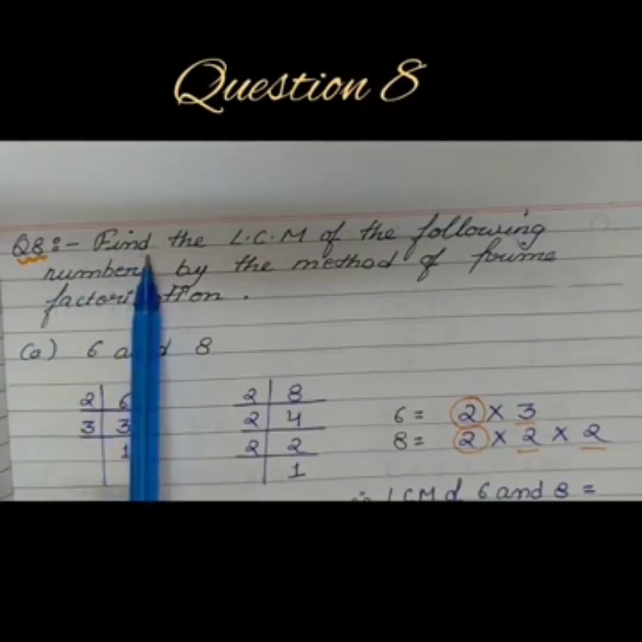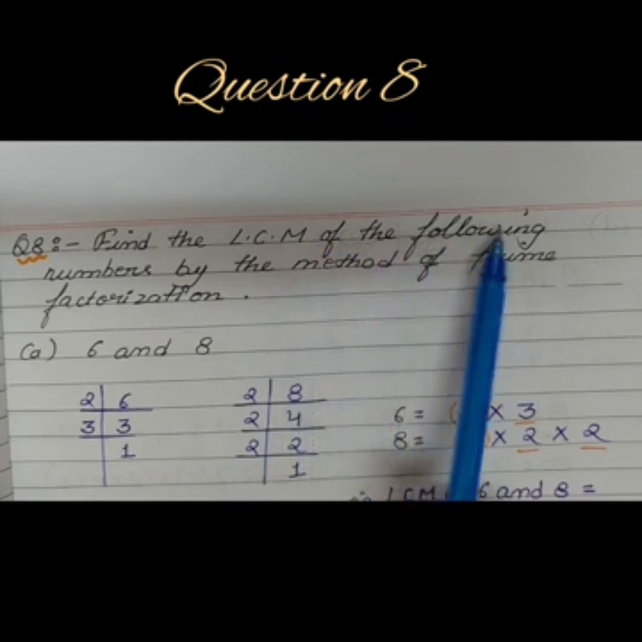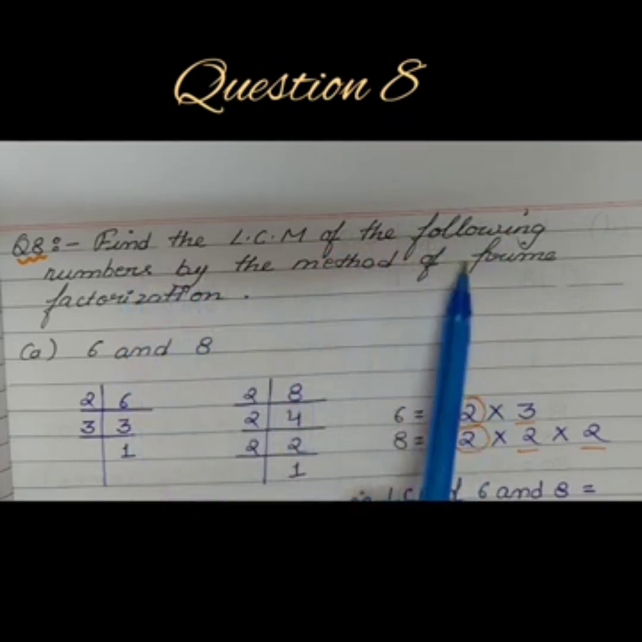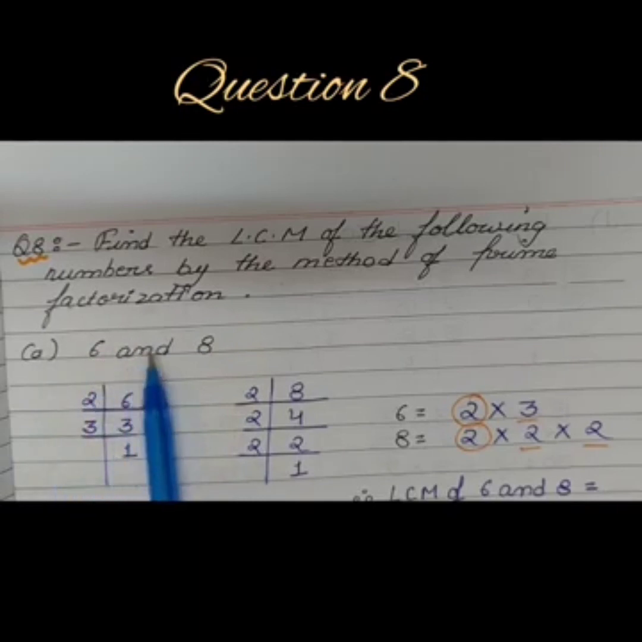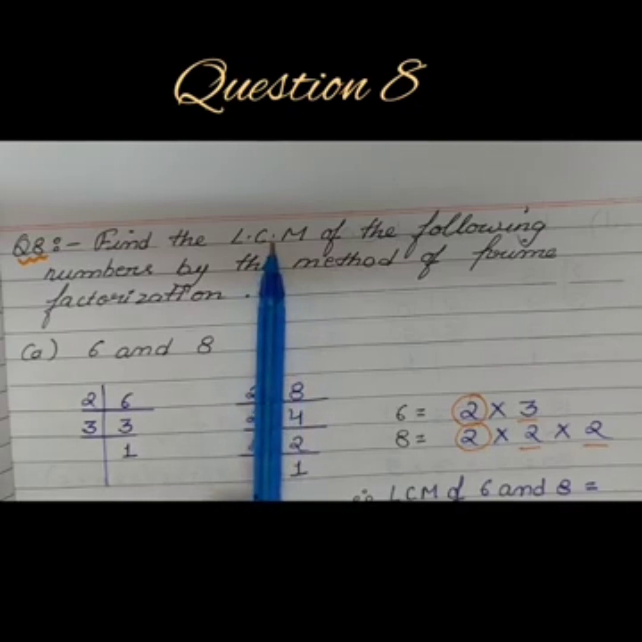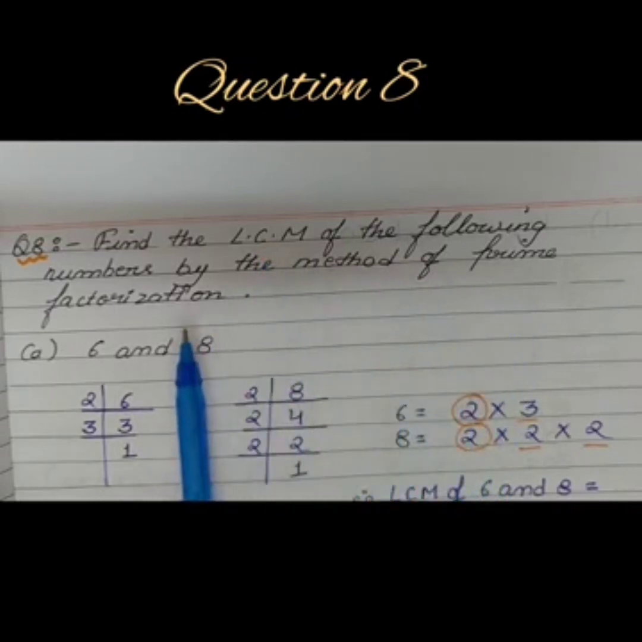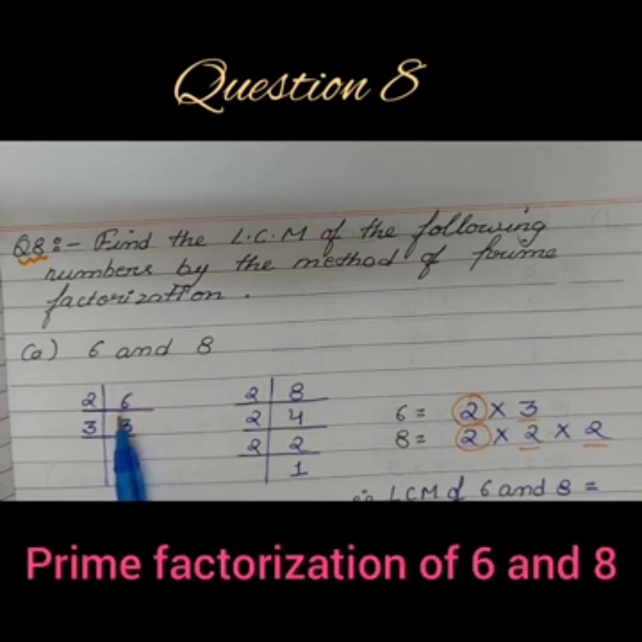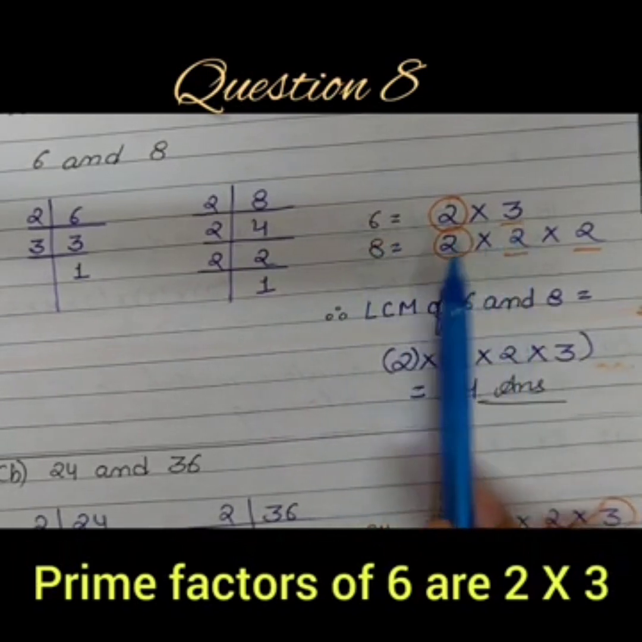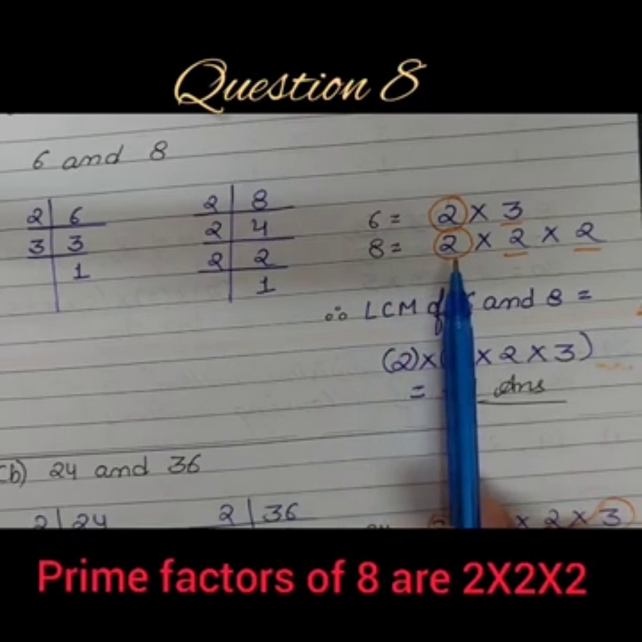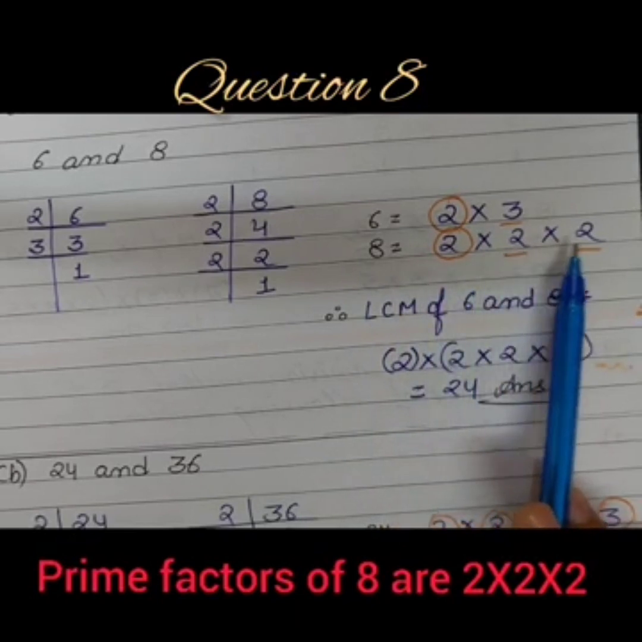Question number 8. Find the LCM of the following numbers by the method of prime factorization. Part A, 6 and 8. Now in this method we have to find the LCM by the method of prime factorization. So our first step is to find the factors of 6 and 8 separately. Factors of 6 are 2 into 3 and the factors of 8 are 2 into 2 into 2.